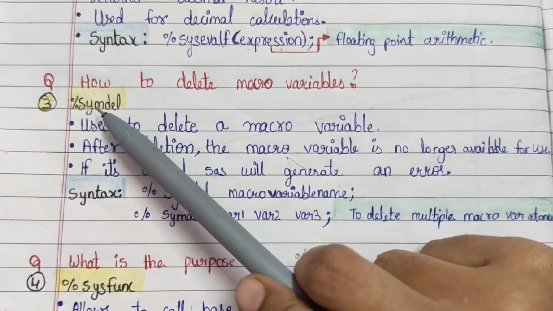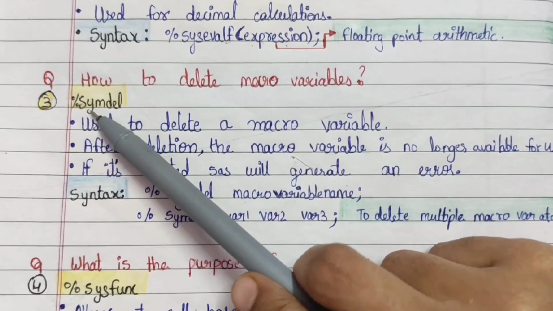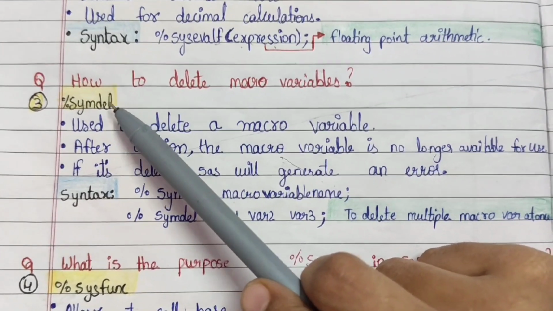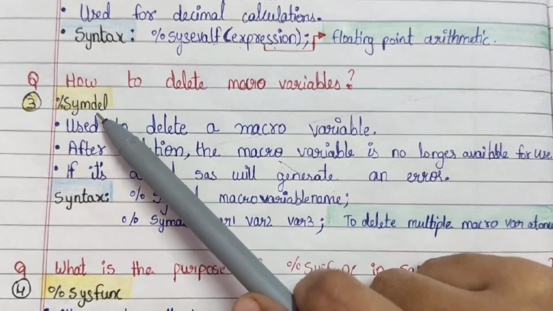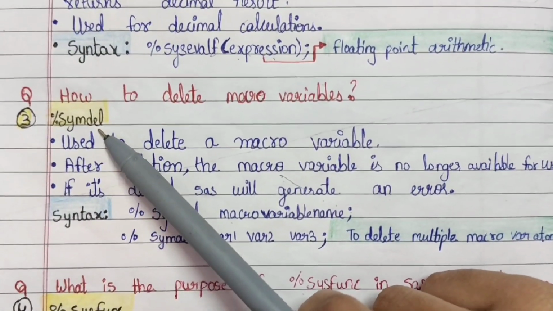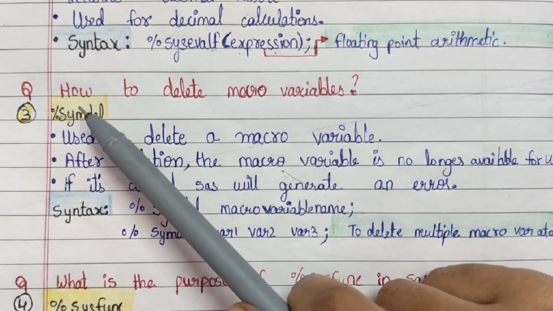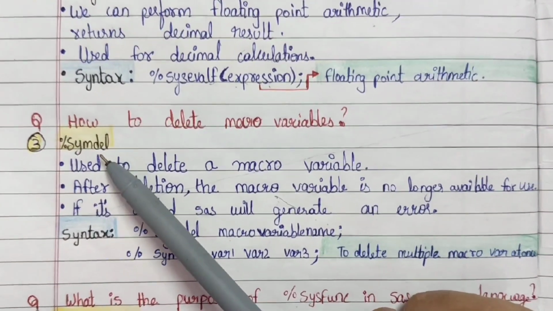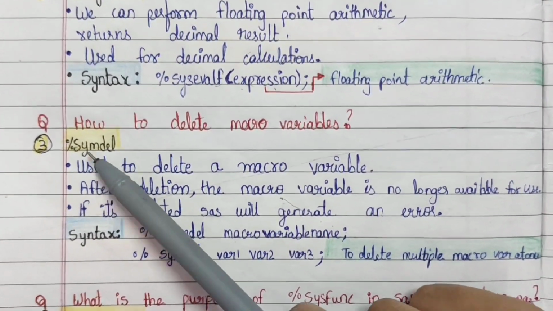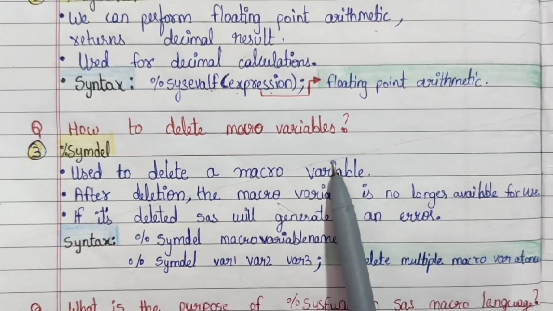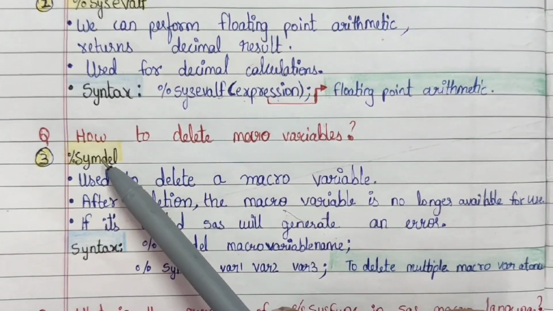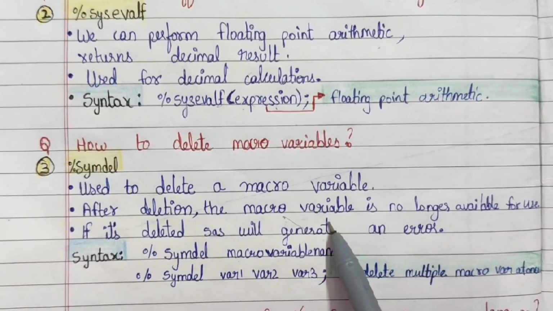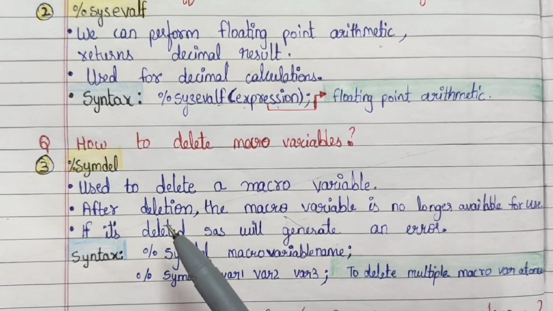By using %SYMDEL. This is the SYMDEL function, which means we can delete macro variables. In macros we can delete macro variables by using the %SYMDEL function. %SYMDEL is used to delete a macro variable. After deletion, the macro variable is no longer available for use.